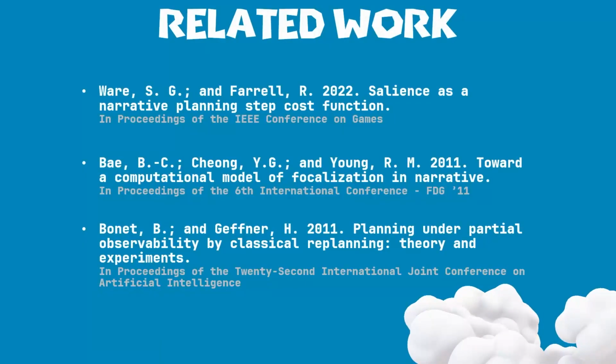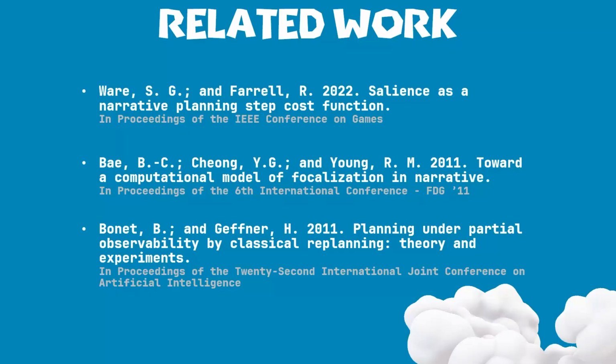If we talk about related work, the first related work is by Ware and Farrell, who used salience, how memorable an event is, as a cost function in narrative planning. Our method is similar but simpler. Bae et al. modeled focalization, or limiting the story to a single character's viewpoint. Fog-of-war pruning does this by focusing only on the protagonist's perspective.